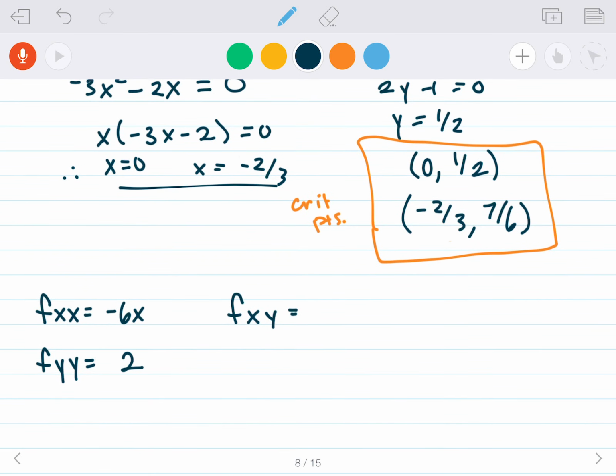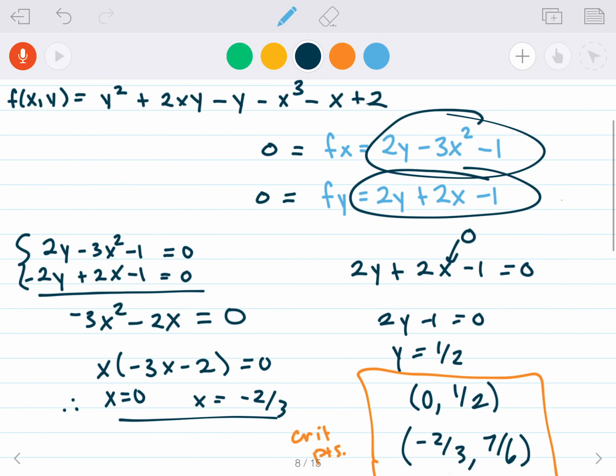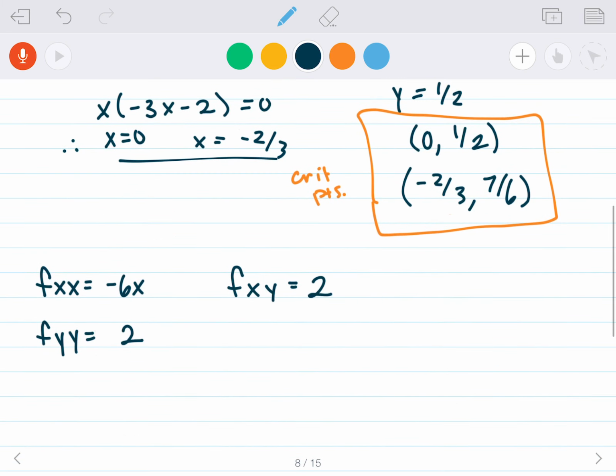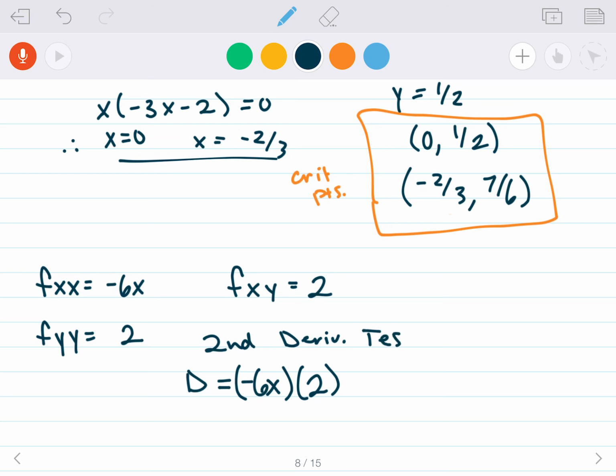And then when I take it with respect to x, and then with respect to y, I'm taking this with respect to y, that's just going to be 2 as well. Okay? So for the second derivative test, we get this value D, right? D was going to be negative 6x times 2, minus 2 squared. We did a lot of these in the last video. So we get D is equal to negative 12x minus 4.